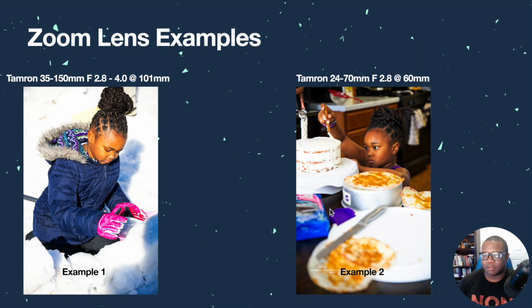Now, the second image is shot with my Tamron 24 to 70 f2.8. I wanted to show the contrast that there's no variable aperture. All right. This is just an f2.8. This is what you're looking for if you want one of those variable apertures.